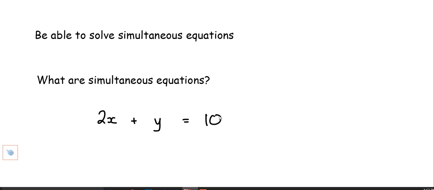This could be written in a different way, and if I were to write it in a different way, that might change your whole thought about what it is we're doing. I could rewrite this as y equals 10 minus 2x. Same thing, exactly the same. Do you see that? But this one on this side, 10 minus 2x, what do you know about that? What would you tell me?